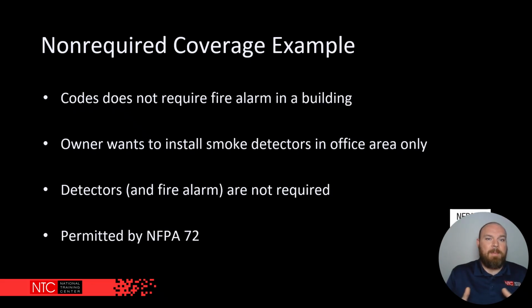So here's an example. Code does not require a fire alarm in the building. The building owner, though, wants to install smoke detectors in the office area only, nowhere else, just the office. Detectors and fire alarm are not required, but we are permitted by NFPA 72 to install these detectors and a panel to monitor them.